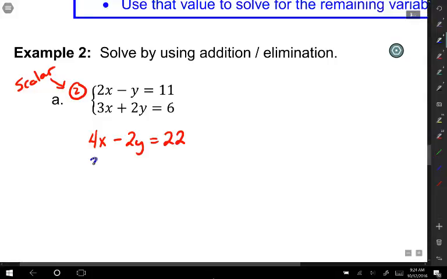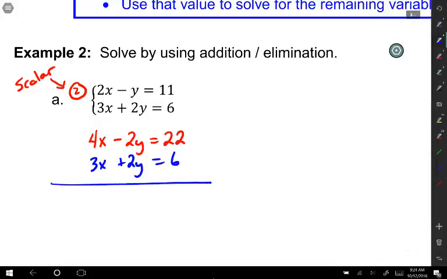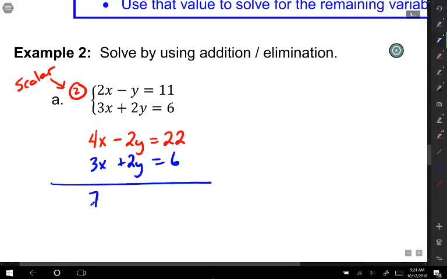Now I'm going to recopy the second equation down exactly as it was written. And now I want you to look at them vertically. Do you see how the y's are additive inverses? They are opposite of each other. So when you add them up now, you get 7x equals 28. You remember this, Zach?